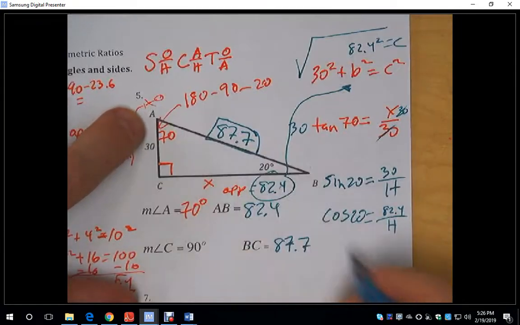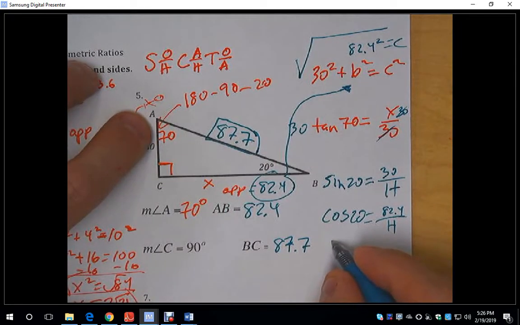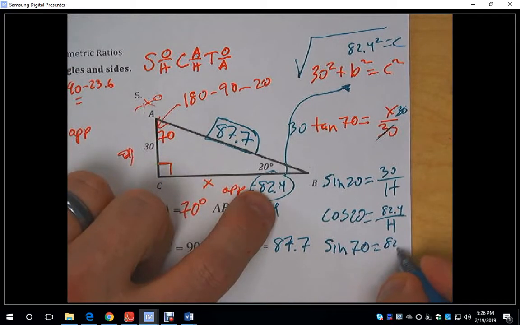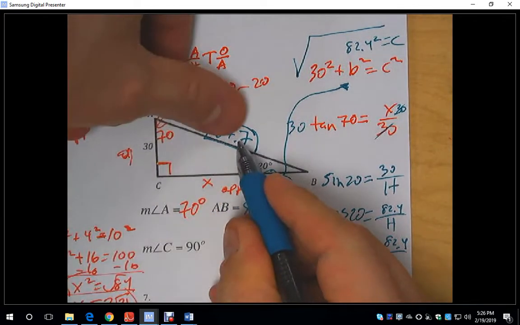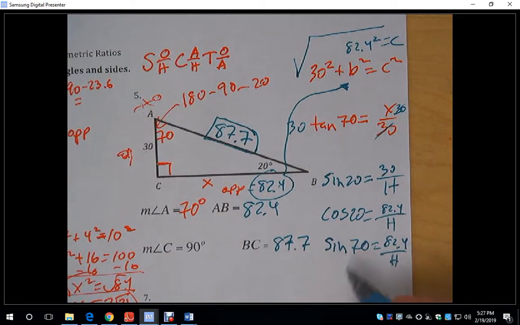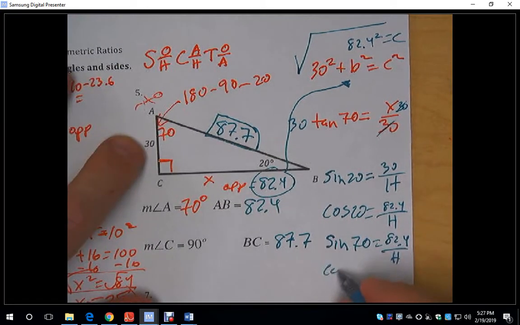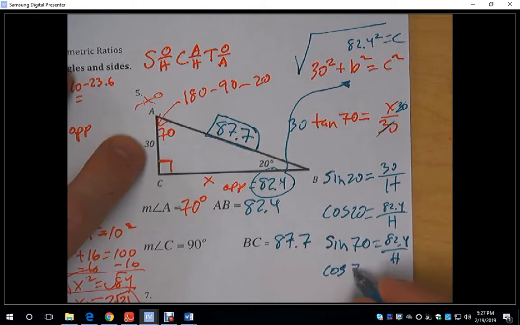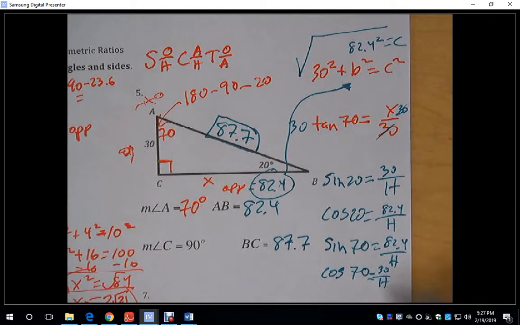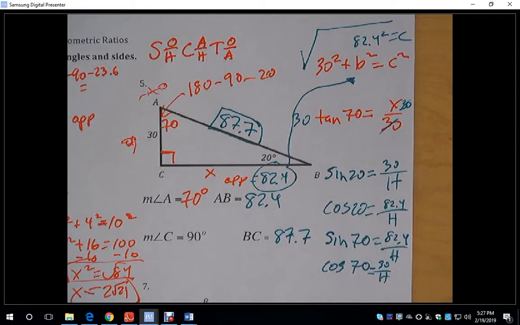I could have also looked from the other angle. We could have seen that we have sine of 70 degrees equals opposite, which is 82.4 over hypotenuse, which we're trying to figure out, h. But any of those would really work. We could actually do cosine of 70 degrees as well. Cosine of 70 degrees is adjacent over hypotenuse. Several different ways to solve for the same problem.